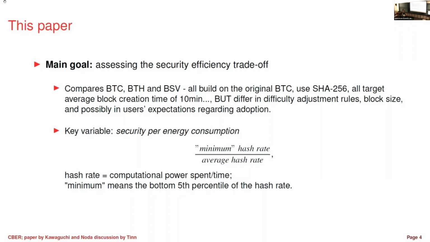And so the key variable here is security per energy consumption, which looks at the ratio of the minimum, or more precisely in the estimations, the fifth lowest percentile of the hash rate, and compares it with the average hash rate. The idea is that if you want to attack it, you want to do it at the time when it's easier to attack because the hash rate is low, while the energy consumption itself depends on the average hash rate of the system.